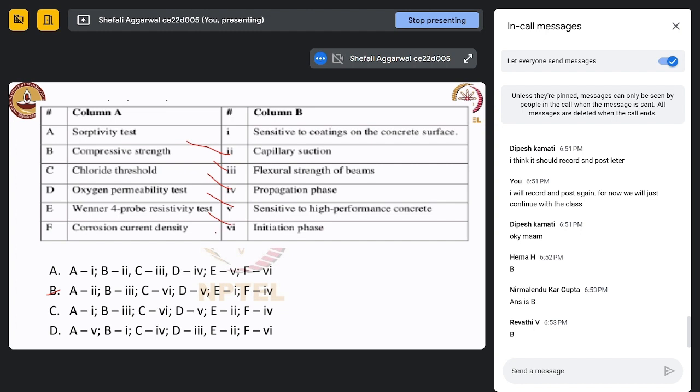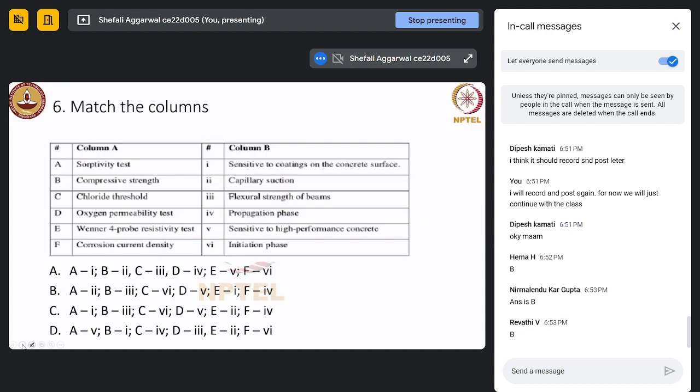And E, the Wenner probe, tells about the initiation stage. Sorry, the Wenner probe is sensitive to coatings on the concrete, right? And corrosion current density tells about the initiation phase. Okay. Anybody have any other guesses? Everyone is saying B. Let's check the answer then. The answer is B only. So you are right.